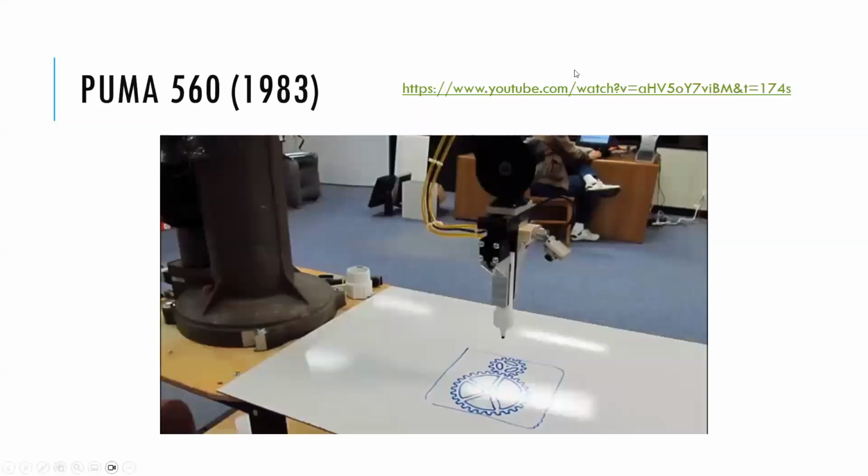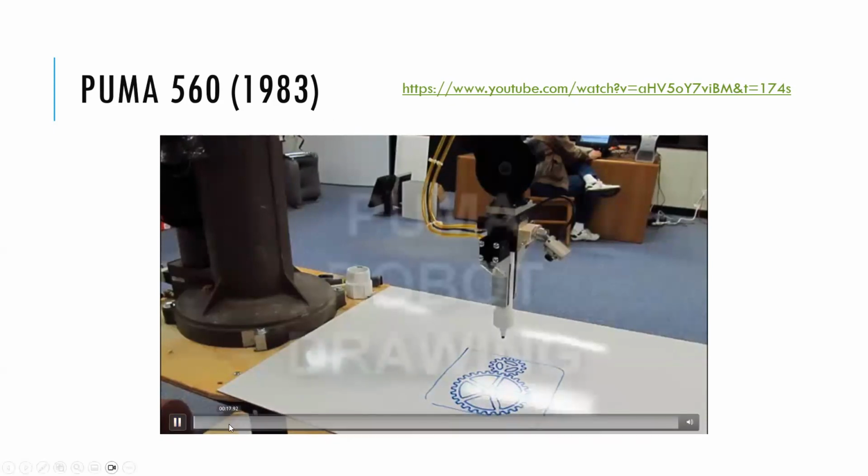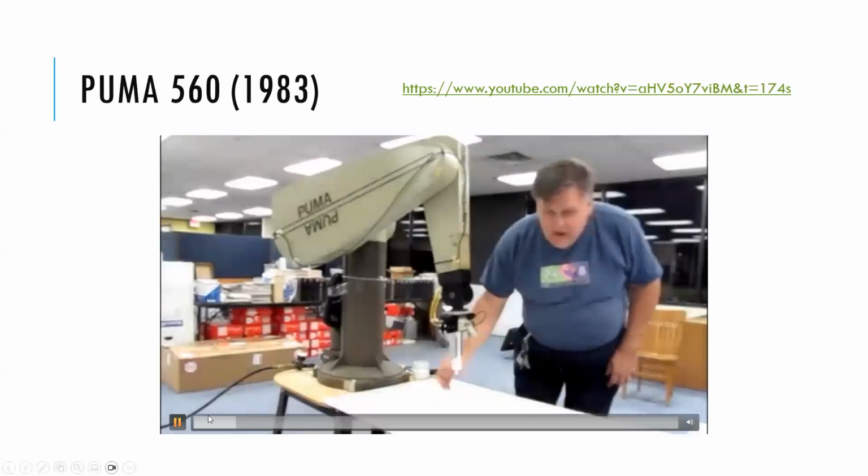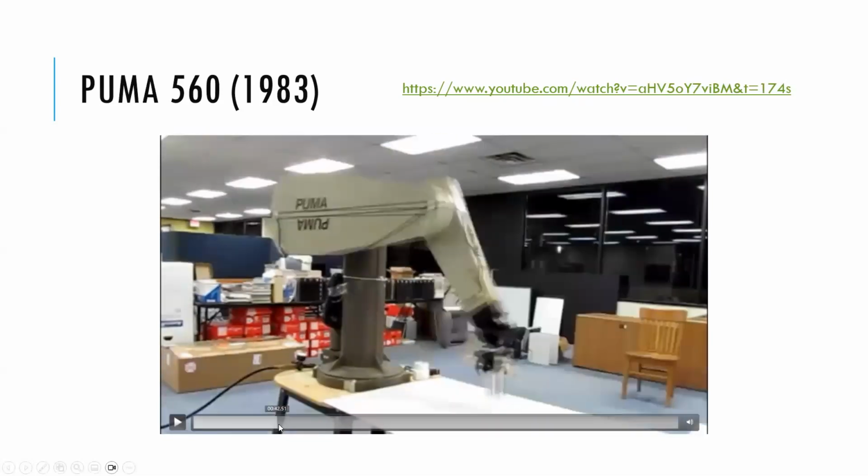This was a film. The first commercially available was the Puma series, and we still have 2 of these in the EB2. And here, we used to use this as a lab. We used to do a drawing exercise, so the robot had to draw a particular object here.